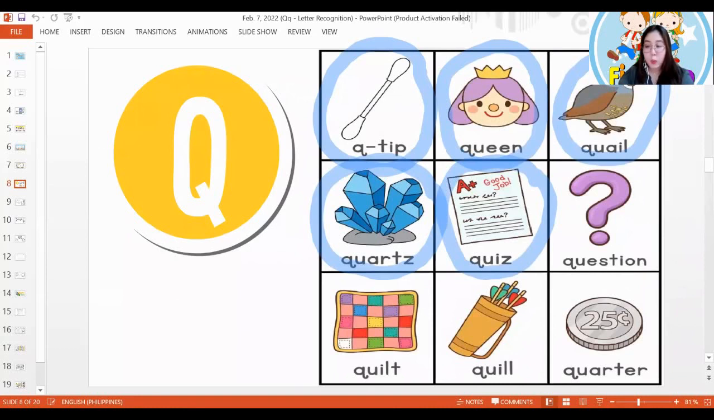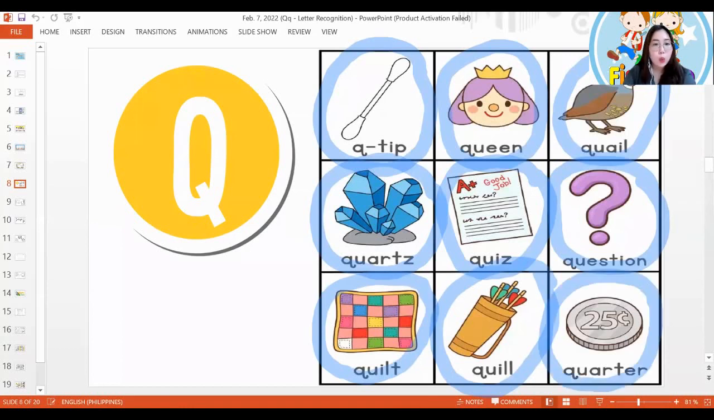Then we have our question mark. Our colorful blanket is called a quilt. We also have a quill. And the last one, we have a quarter. And all of these pictures begin with what letter? The letter Q. Very good.